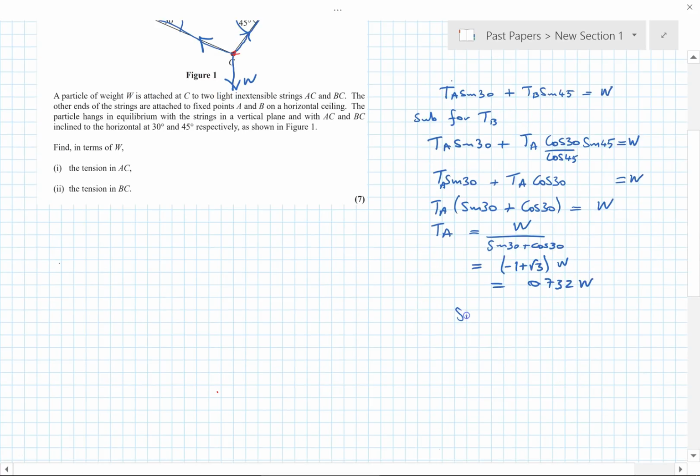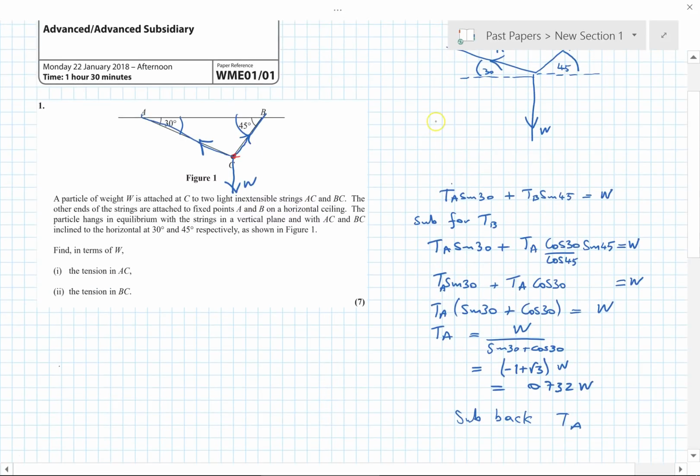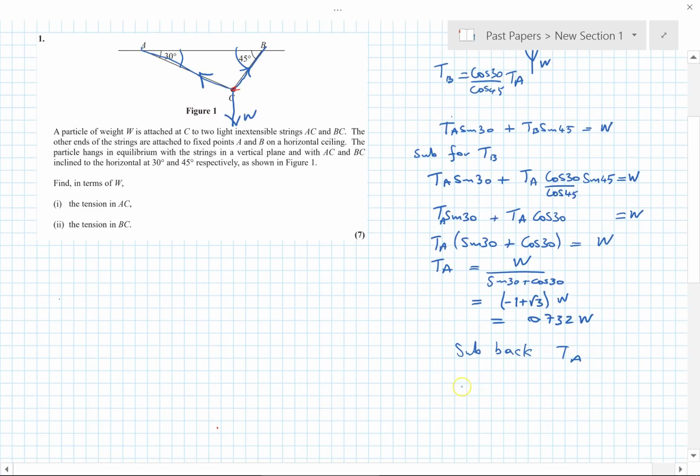So now we can sub TA back into our TB formula. When we did our resolving equation, we had a formula for TB which was equal to cos 30 over cos 45 times TA. So now we can substitute for TA in there.